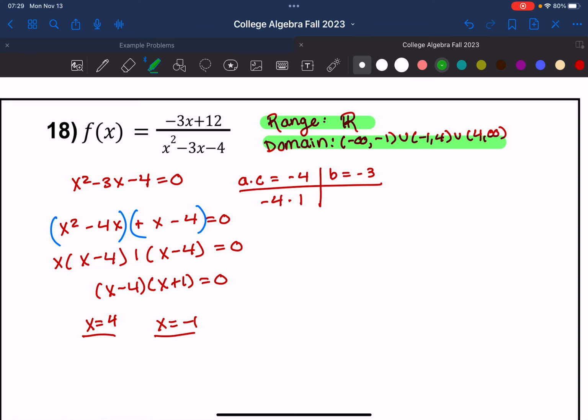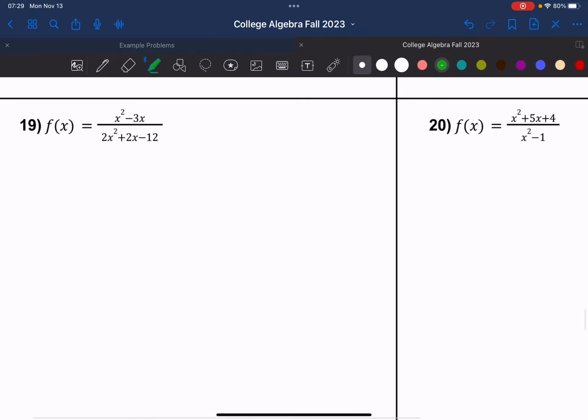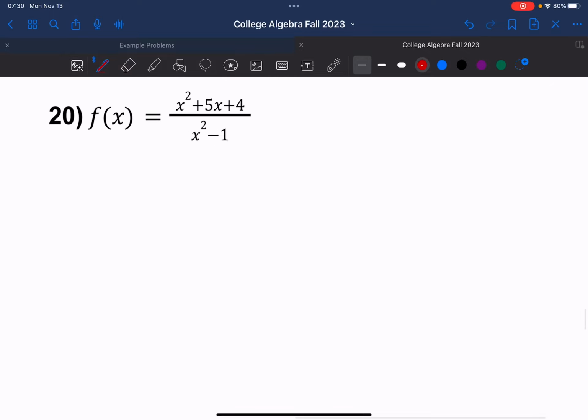I'm going to go ahead and skip 19 because it's very similar to 17. The only thing that's different is that negative. So, similar to 17. And then we're going to go to 20.